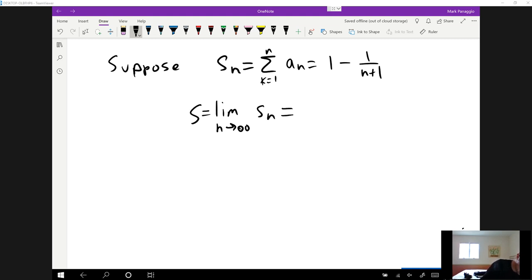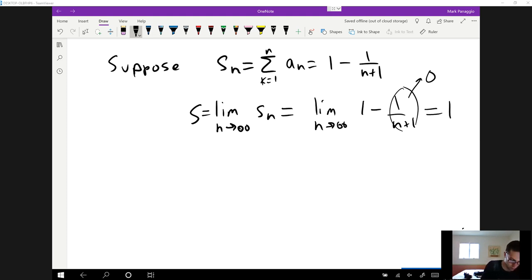So in this particular example, we had 1 minus 1 over n plus 1. Well, as n goes to infinity, this thing wants to approach 0, so we're left with just 1, which means that particular sum with partial sums 1 minus 1 over n plus 1 must converge, and it converges to 1.